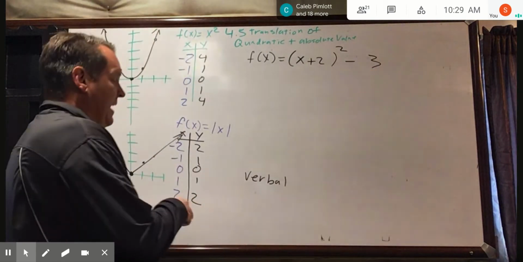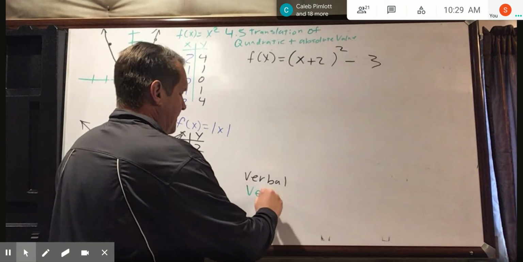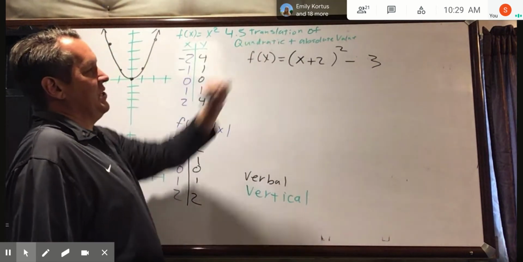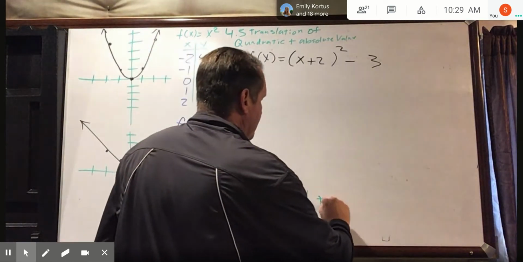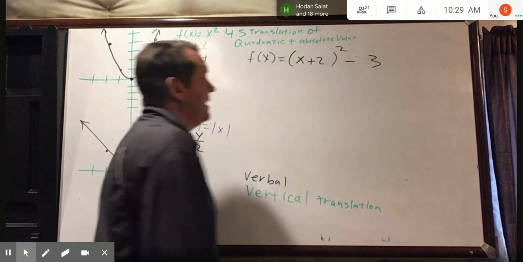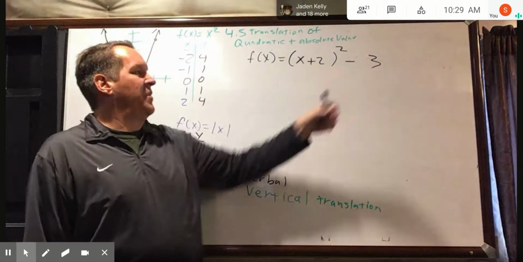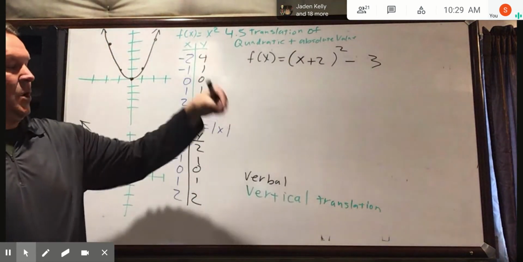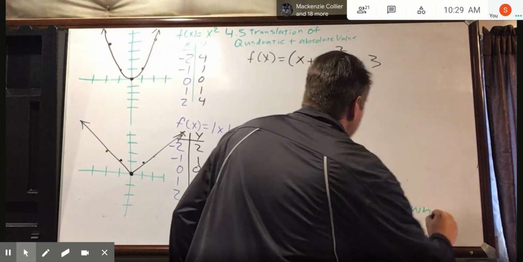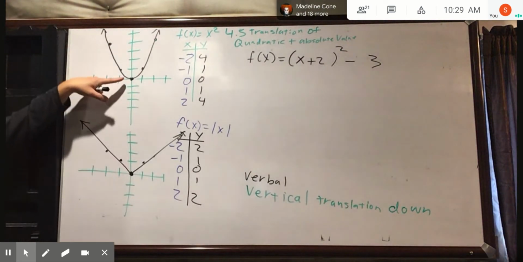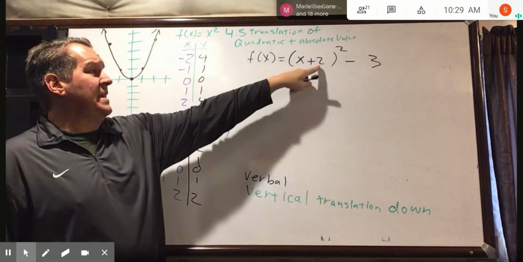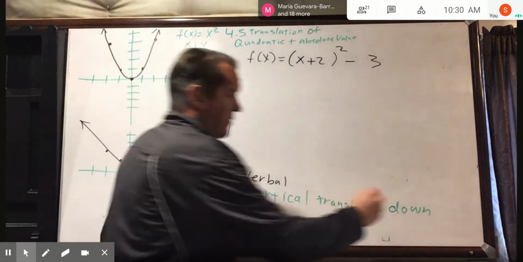So what I'm going to write in words, vertical. And then every time I write the word translation, that means slide. And when you see negative, when you're thinking up or down, you would assume it's going to go down, and it does. So in our graph, eventually, we're going to take this graph here, and we're going to move it down 3 units. But we're also going to move it left or right based on this. Oh, I forgot the 3 here.